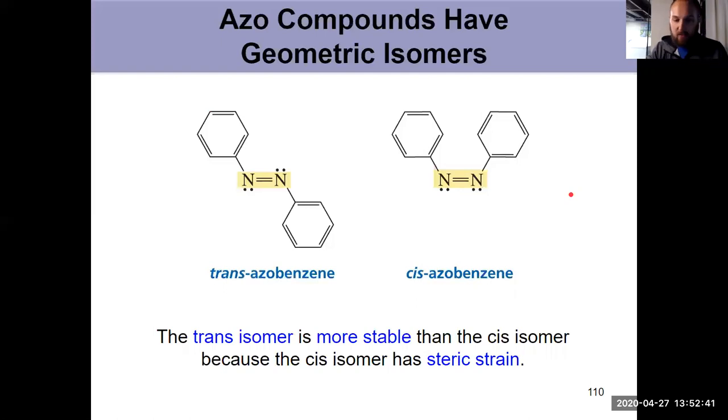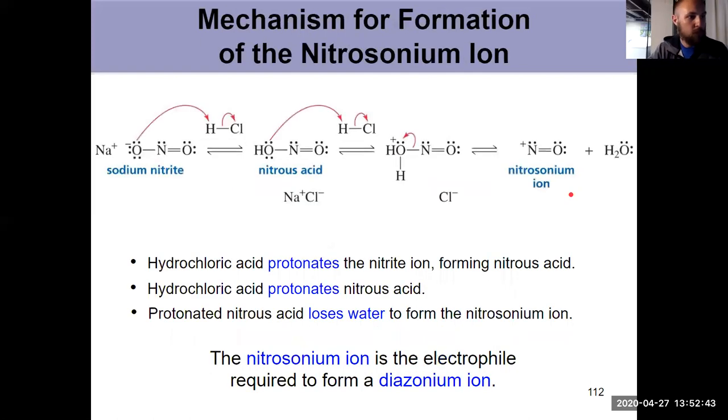So how is that diazonium produced? The electrophile that's used in solution is the nitrosium ion, NO+, right there, nitrosium. That's what's required to make the arenediazonium salt. And nitrosium is formed when water is eliminated from protonated nitrous acid, HNO2. The mechanism for that is shown here.